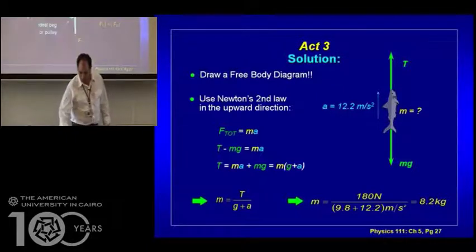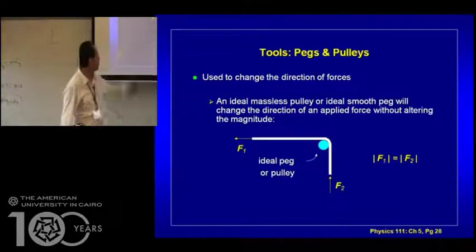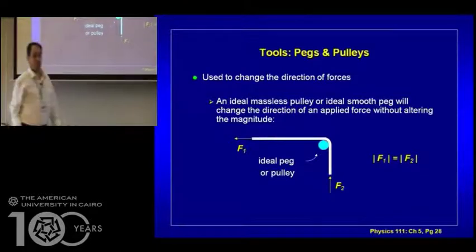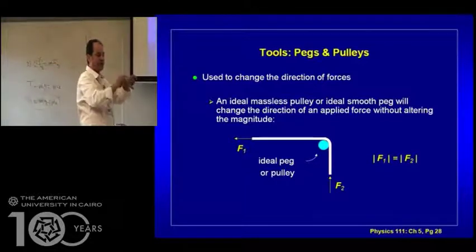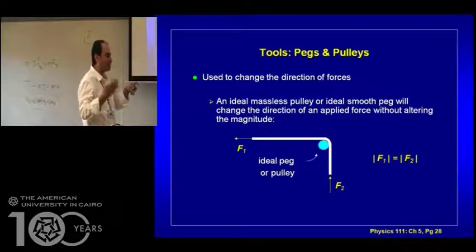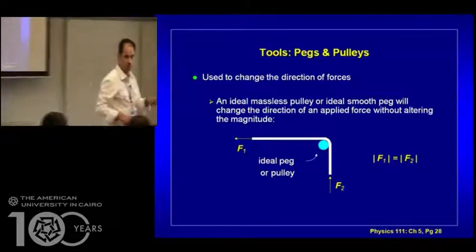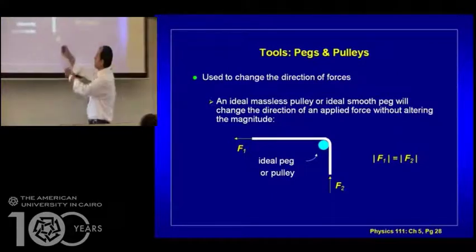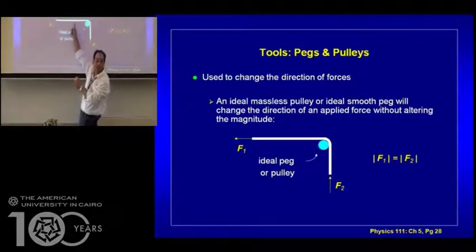Okay, guys? More examples. More tools. Pulleys. A pulley is a small cylinder that you put a wire on, and all it does is transfer the direction of the force. So if I pull in that direction with the force F down, there will be a force F along that line as well. Same force F. That we call a pulley.